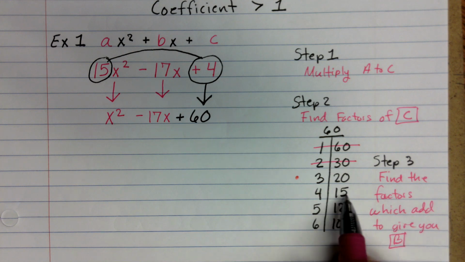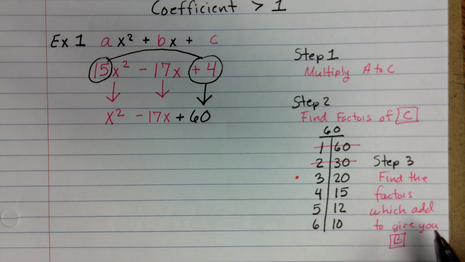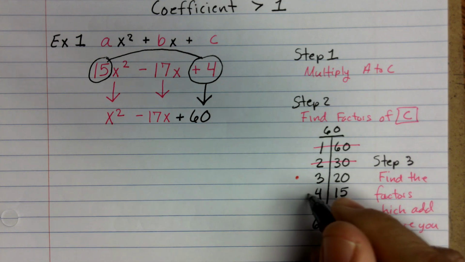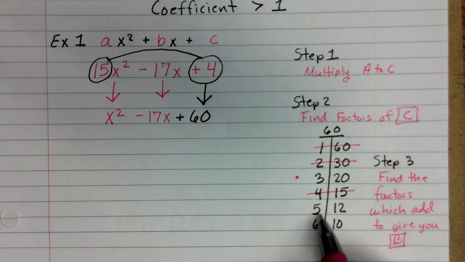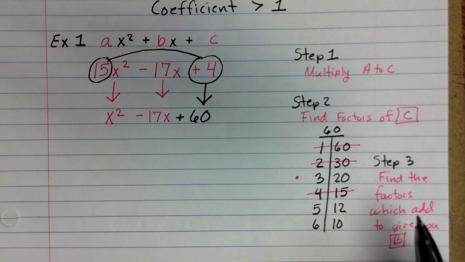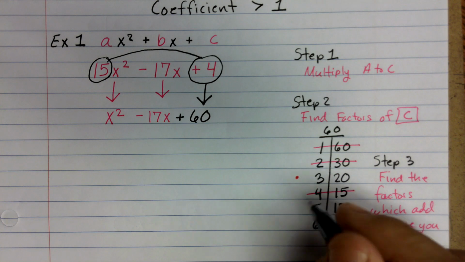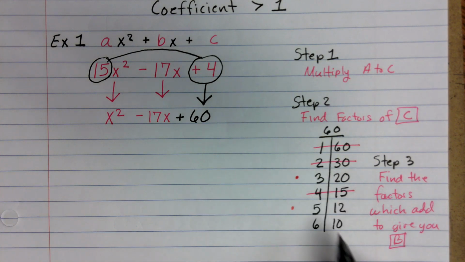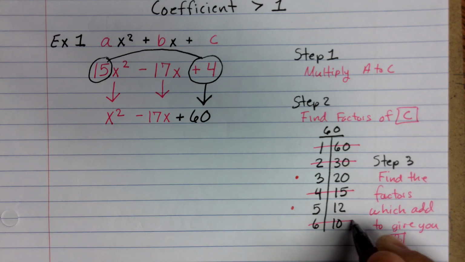I could also look at 4 and 15. 4 plus 15 is going to give me 19. And 15 minus 4 gives me 11. So it's not going to be that. And then I have 5 and 12. 5 plus 12 gives me 17. And 12 minus 5 gives me 7. Now, if I add these together, I do get 17. So I'm going to put a dot by it, because I can get a 17 out of a 5 and a 12. And then 6 and 10 gives me 16. Or if I do 10 minus 6, it gives me 4.